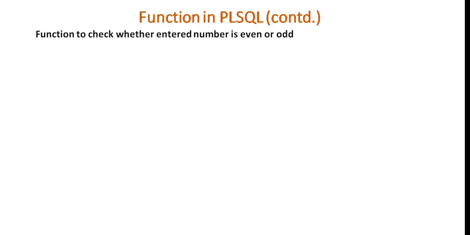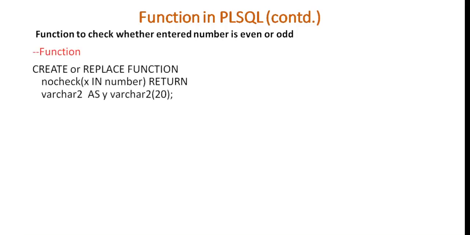Now let's see same program of checking whether number is even or odd by using function. We have already studied this program by using procedure. Now let's see how to execute same program by using function. Okay, so here I have written create or replace function, no check, number check. This is my function name. It receives one parameter x in number. It is returning one message which is of character type, and it is returning that message as y parameter.